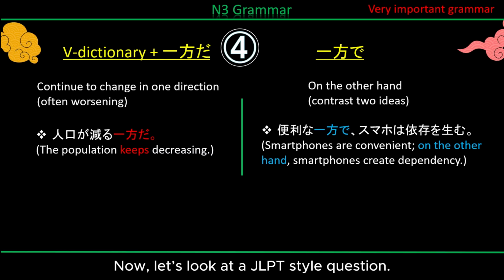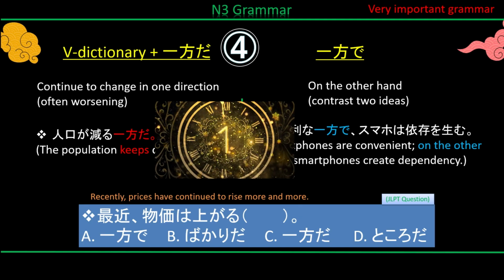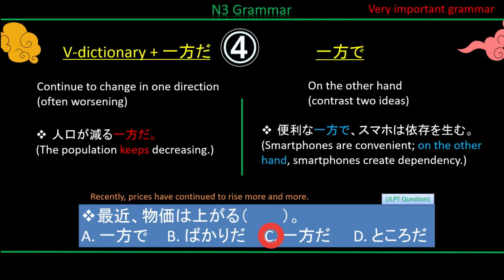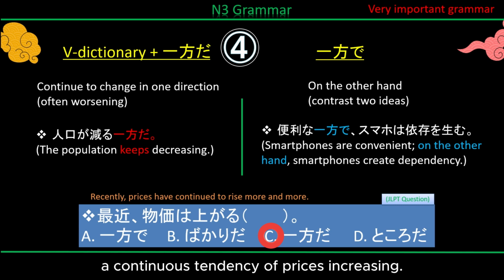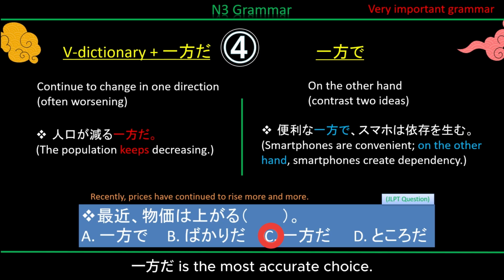Now let's look at a JLPT style question. 最近、物価は上がる____。Which option do you think is correct? いっぽうで, ばかりだ, いっぽうだ, ところだ. The correct answer is C, いっぽうだ. Why? Because this sentence describes a continuous tendency of prices increasing. So there is no contrast with other ideas. Since the sentence focuses only on one directional sense, いっぽうだ is the most accurate choice here.